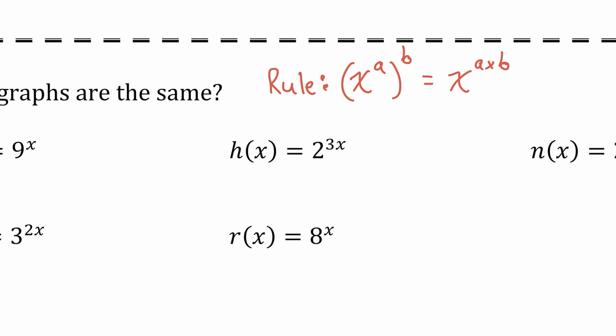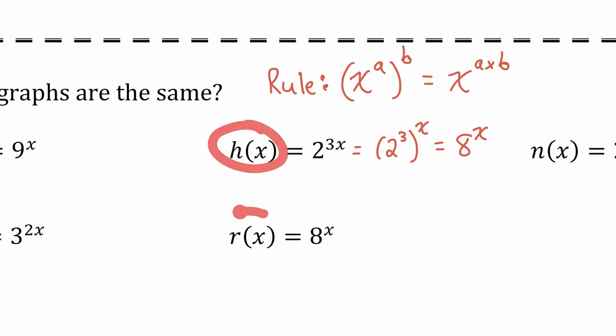Using that property, let's just look at this function right here. I could rewrite that 2 to the power of 3x as 2 to the power of 3 to the power of x. And 2 to the power of 3 is 8, so that would be equivalent to 8 to the power of x. So I can see that h at x and r at x would be equivalent functions. They're both equal to 8 to the power of x. Let me highlight them in the same color so we can see that they're the same.